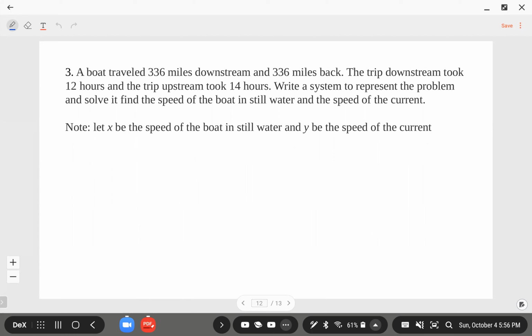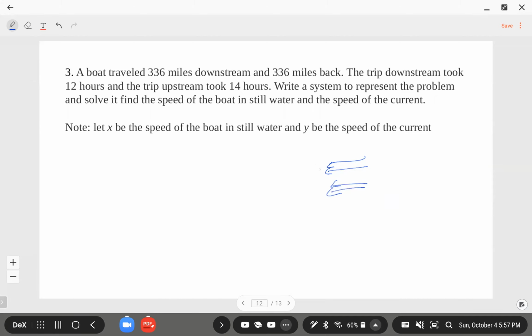Because once you go downstream, the current is pushing you there, so you go faster. Now, if you go upstream, the current is stopping you. Okay? Current is stopping you. Wait, no. Okay. Wrong diagram. So, let's see. Yeah, right here. The current never changes, but you change.